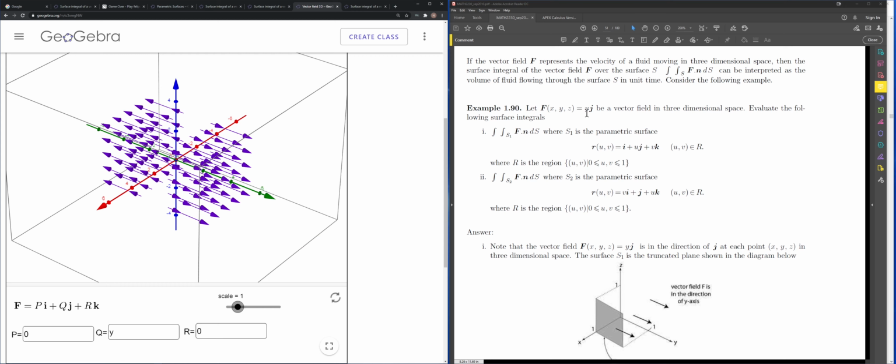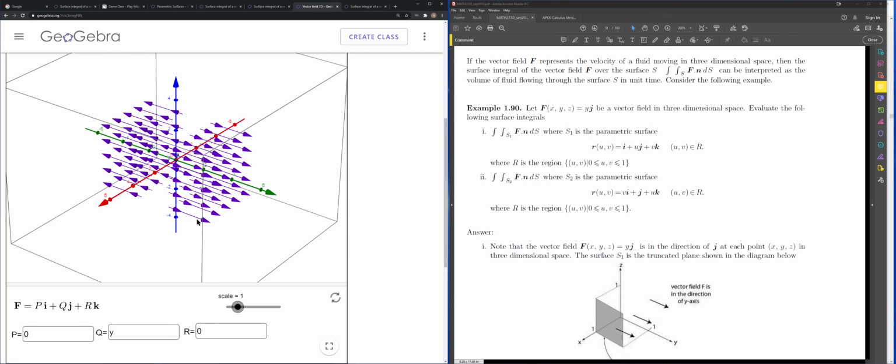Well, the vector field is yj. I'm going to use this vector field, but for two different parametric surfaces. So first of all, what's the vector field? The vector field is yj. So notice this doesn't have any i component or any k component. So this vector field is just moving in the y direction only. Okay, so this is the vector field yj here. I sketched it.